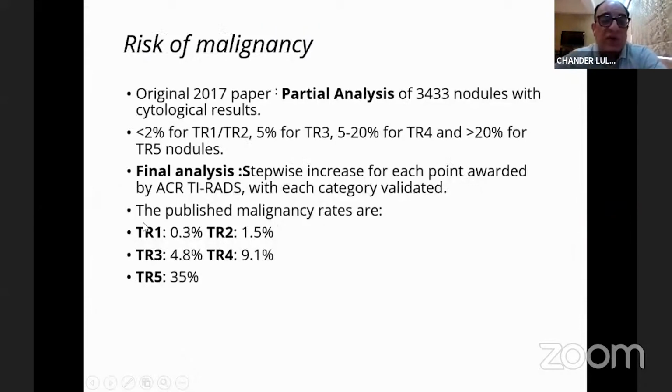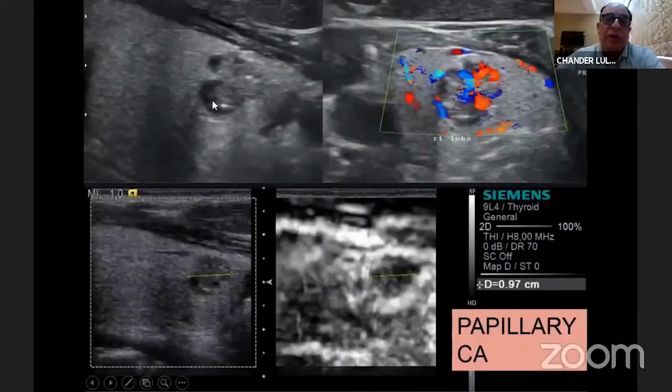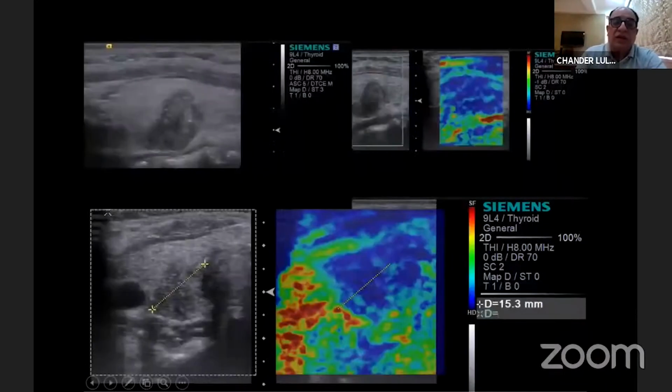Now, the risk of malignancy, of course, if it is thyroid 3 upwards, the risk of malignancy is high, about 5% with thyroid 3, 10% with 4, and 35% with thyroid 5. Very quickly, showing some cases, this is papillary carcinoma in a cystic nodule with calcification. That's the giveaway, and of course, central vascularity appears hard on elastography. This is the same case I showed you earlier, papillary carcinoma.